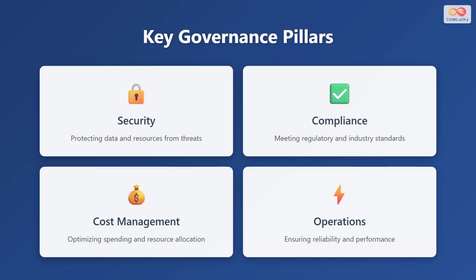Third, cost management optimizes spending and resource allocation to prevent budget overruns and eliminate waste. Finally, operations ensures reliability and performance through proper monitoring, incident response, and service level management. Each pillar is equally important, and neglecting any one of them can compromise your entire cloud strategy.